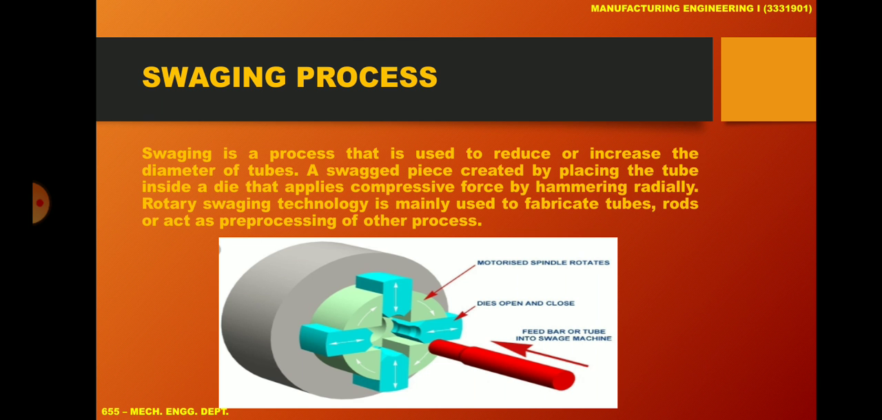Rotary swaging technology is mainly used to fabricate tubes in pipelines to reduce the diameter, and rods for making a spindle, and acts as a reciprocating of the other processes.